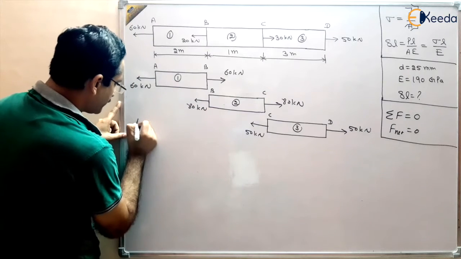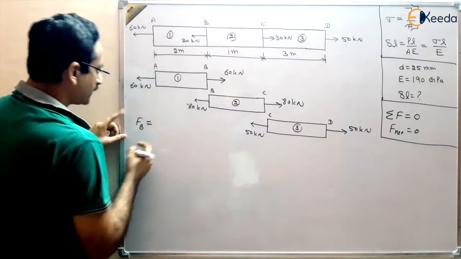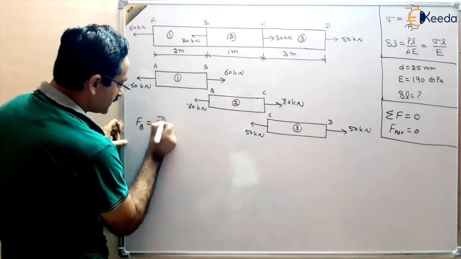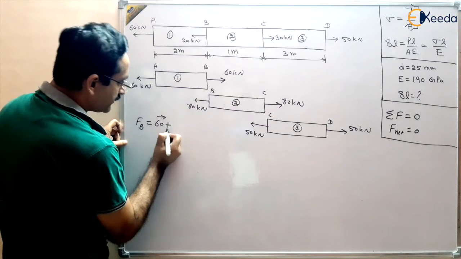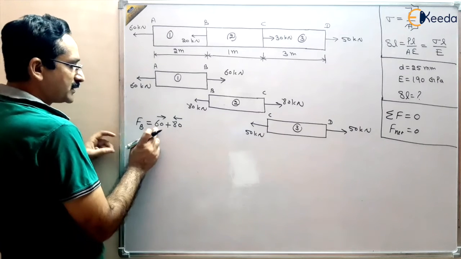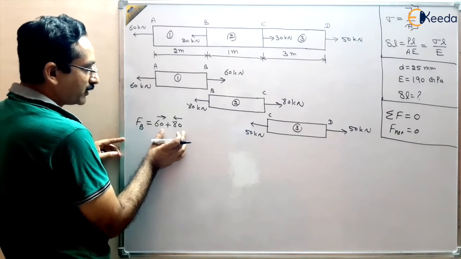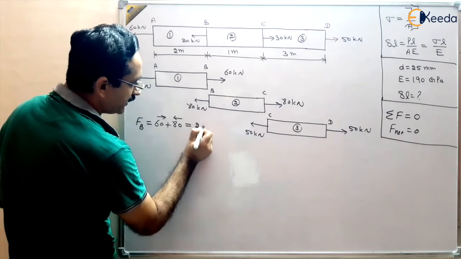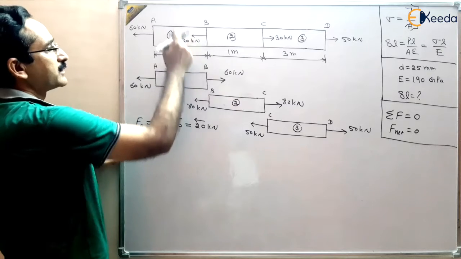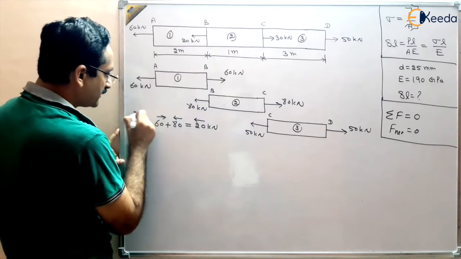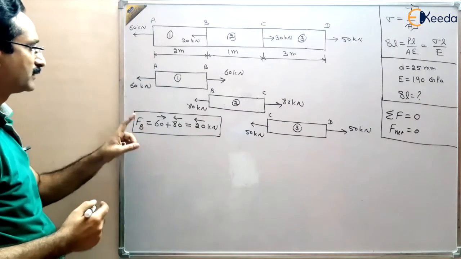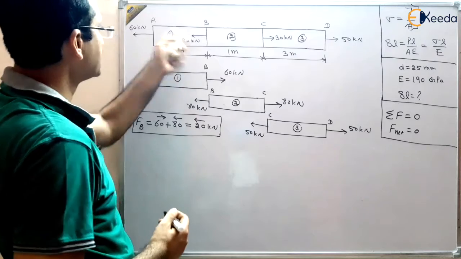So at B we can write force on B, we can write 60 kilonewton rightward plus 80 kilonewton leftward. This is positive, this is negative, so it will become minus 20 basically. So it will become 20 kilonewton leftward, which is actually our force on FB. So this is the check whether we have done correct or not. So this is 20 kilonewton leftward total load which is there, right?